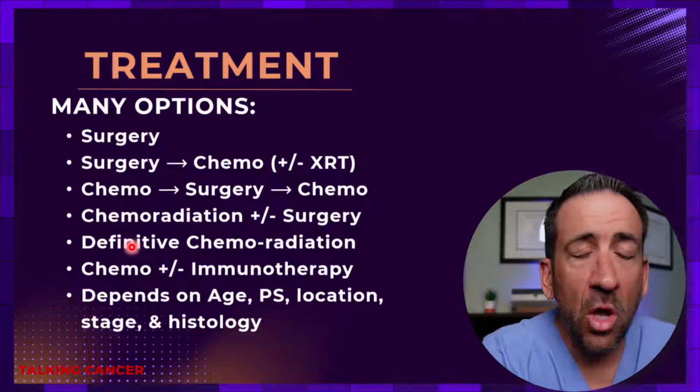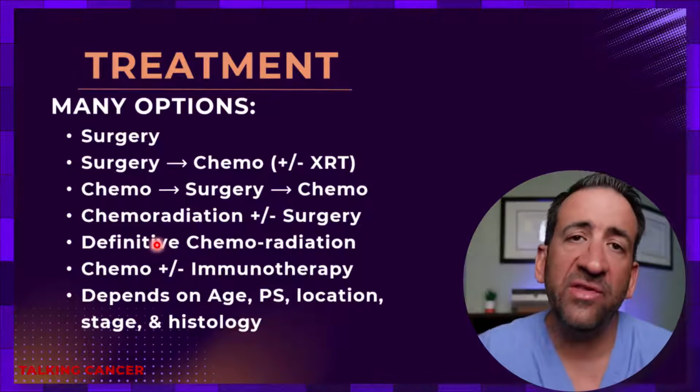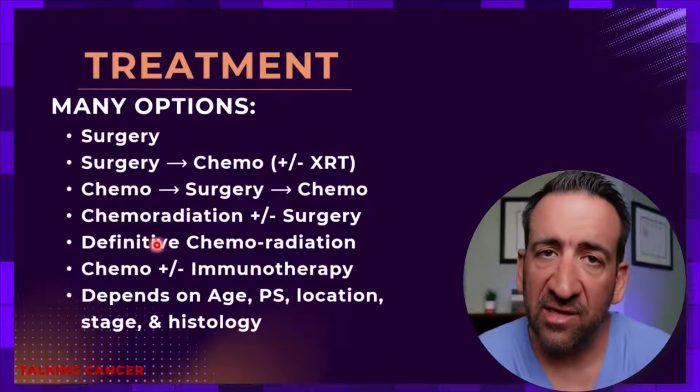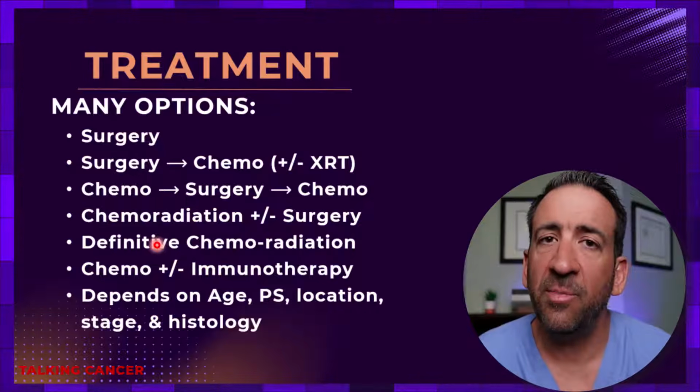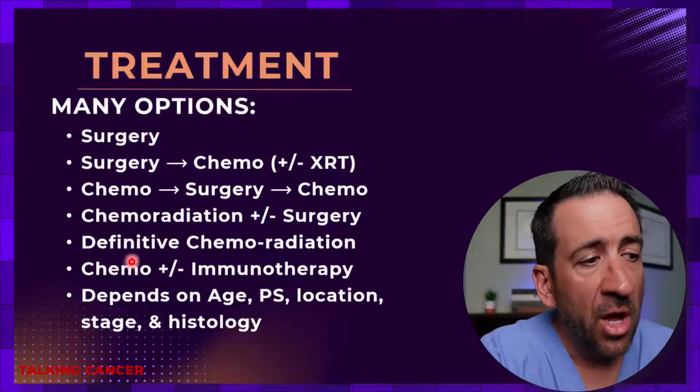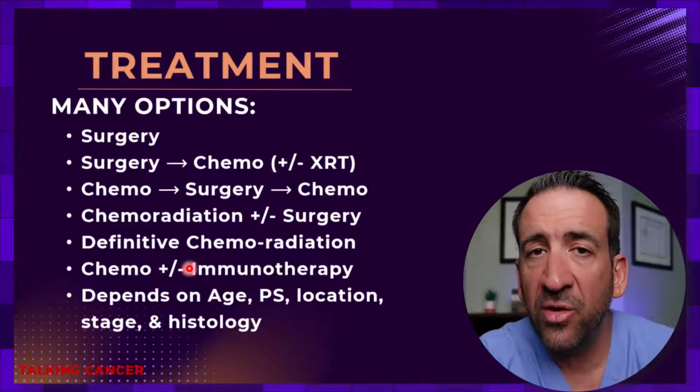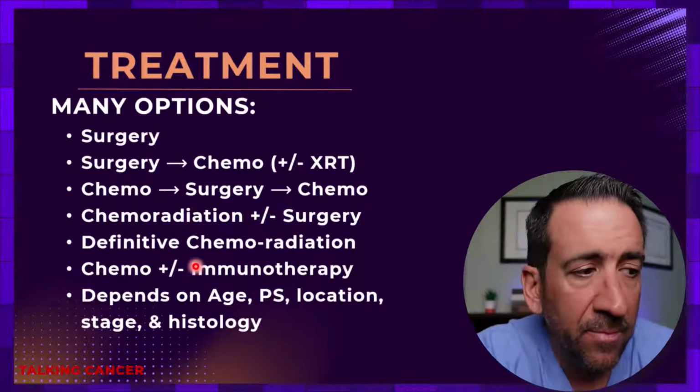Sometimes you may have what's called definitive chemoradiation, where we say to ourselves, you know what, we're not going to take the patient to surgery. We're just going to give the patient chemotherapy and radiation. Another option is chemotherapy with or without immunotherapy only.